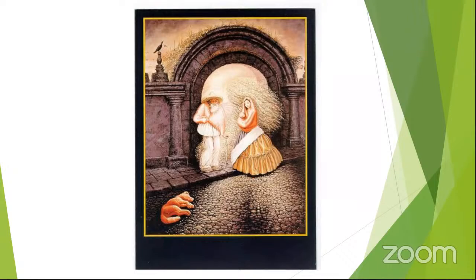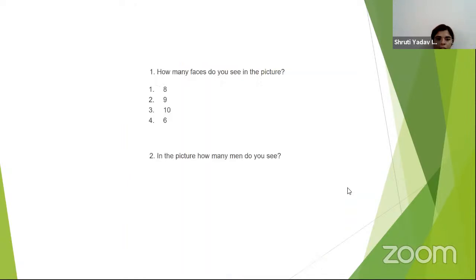Ma'am, the eighth one is here, near the bird. The ninth one? Near that bird's backside. Here, like this one. Yes, ma'am. So another one, this one. All right. So 9 faces in total.